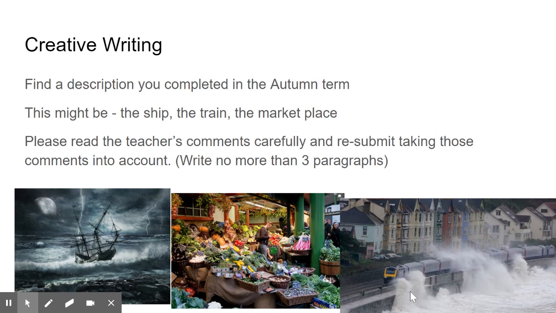If you think you haven't done any descriptions or creative writing yet, just pick one. Just pick one to do some descriptions on. Remember, we're looking for examples of really nice creative language. Those similes, metaphors, personifications, just interesting adjectives. But it also has to be well structured.